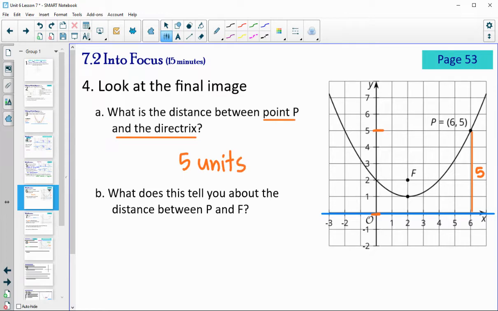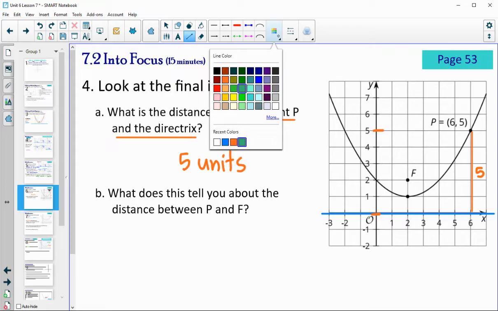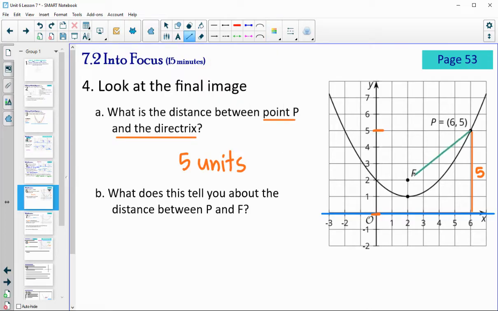And then what does this tell you about the distance from P to F? So from what we were looking at in the notice and wonder, we said, well, we think that makes it the same distance to F, because these points on the curve, when we connected F to the point and the point to the horizontal, they appeared to be the same length. So let's take a look and see if they really are.